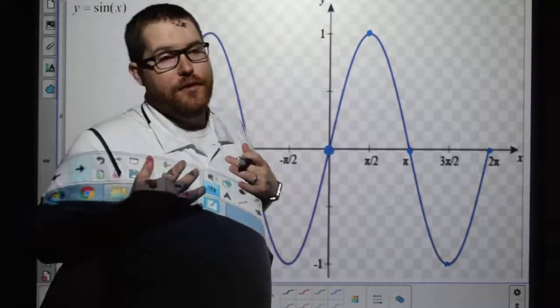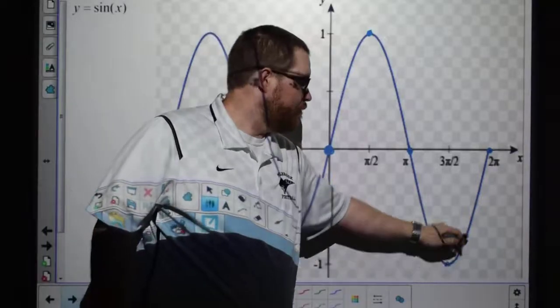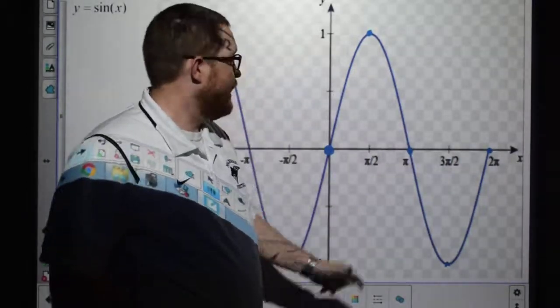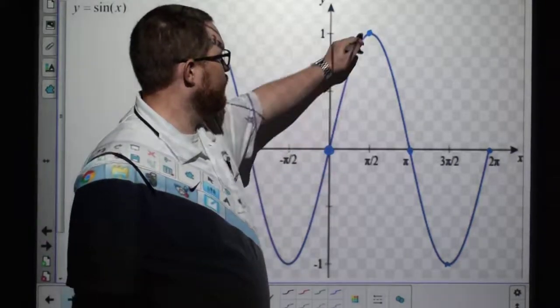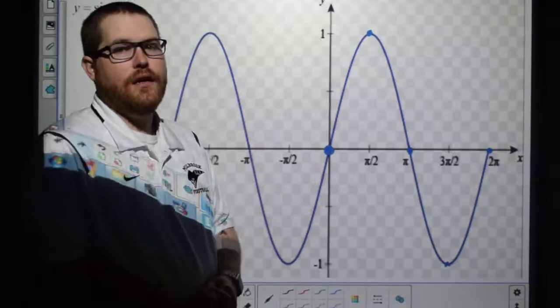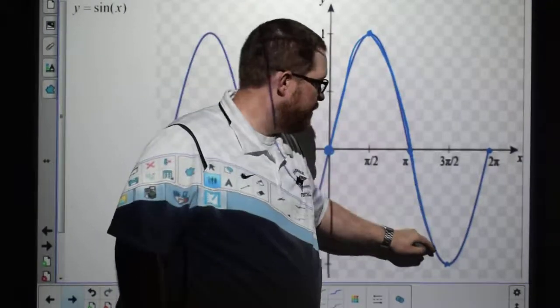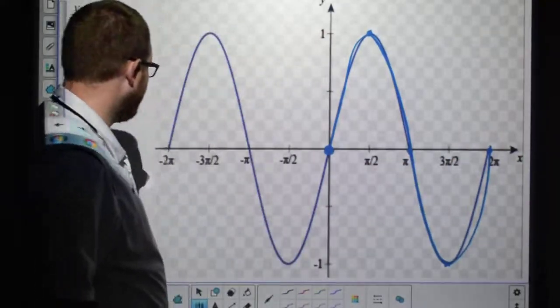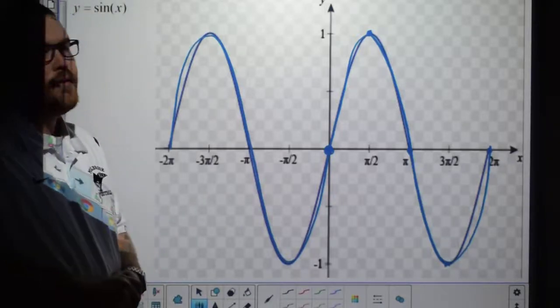So, the way that I remember this is it starts at the origin and goes 0, 1, 0, negative 1, 0. And it counts by 1/2 pi, or pi over 2. So, pi over 2, pi, 3 pi over 2, 2 pi. Okay? The period is 2 pi because this took 2 pi and then it repeats. That's why back here, this is also 2 pi and then it repeats.